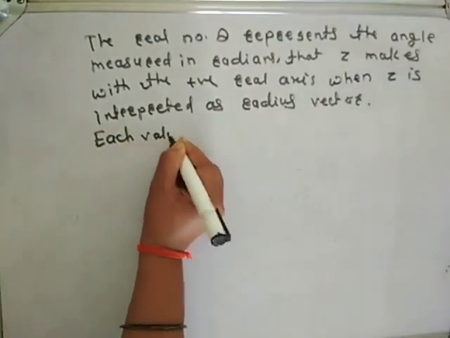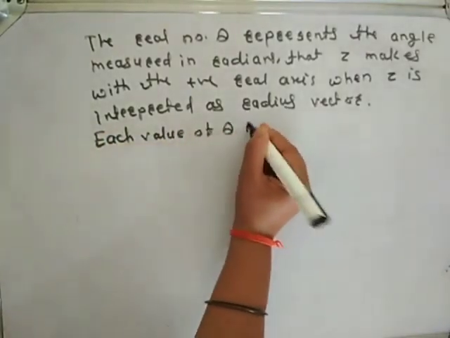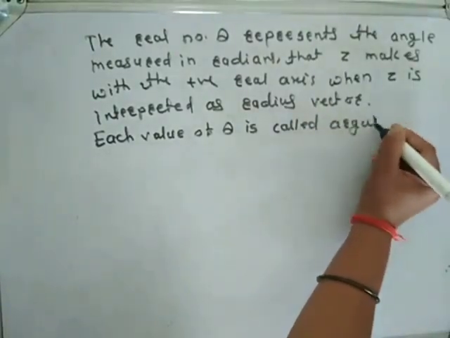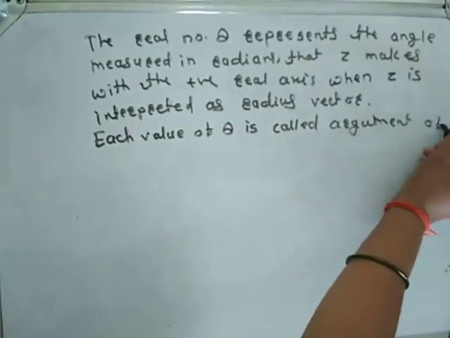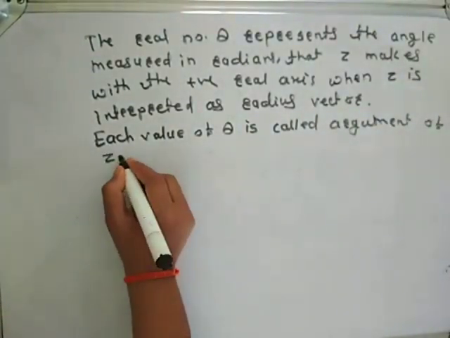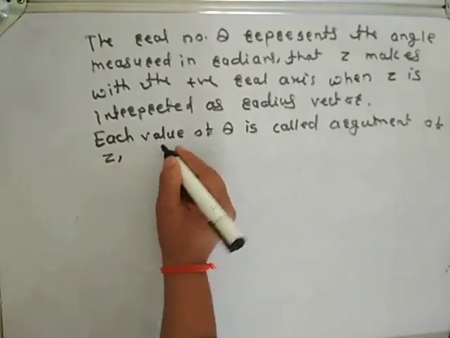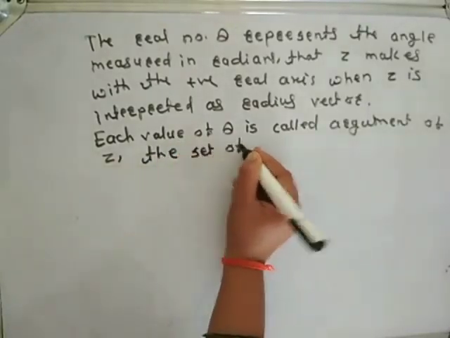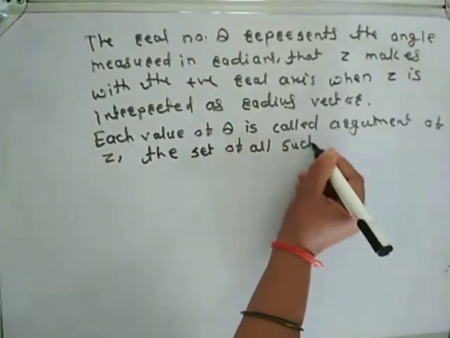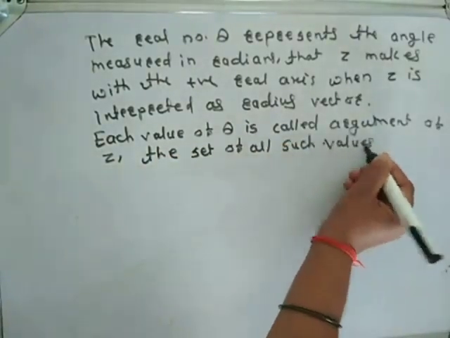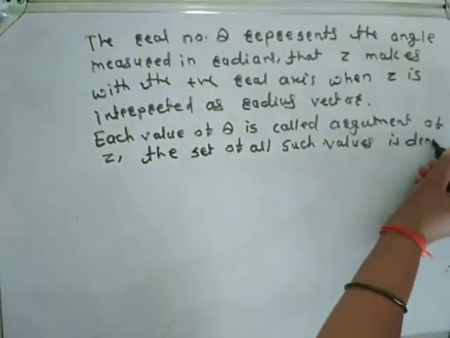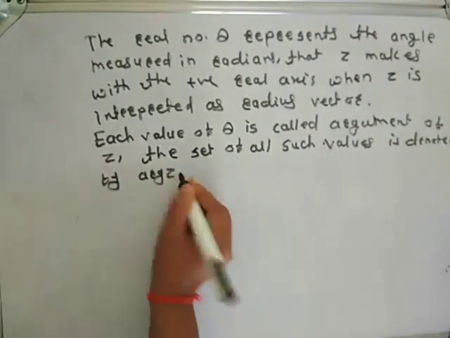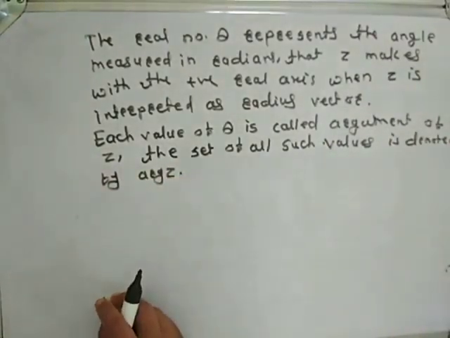Each value of theta is called argument of z. Okay. The set of all such values is denoted by argument of z.